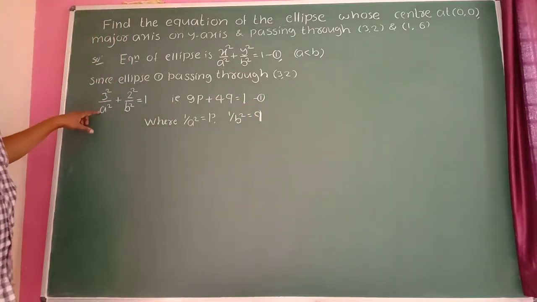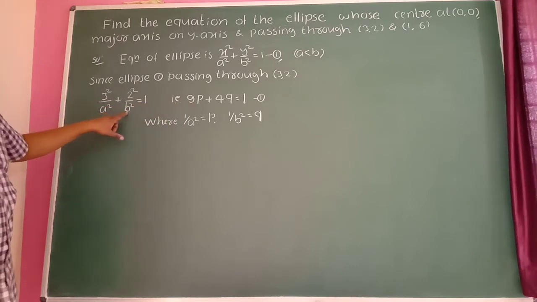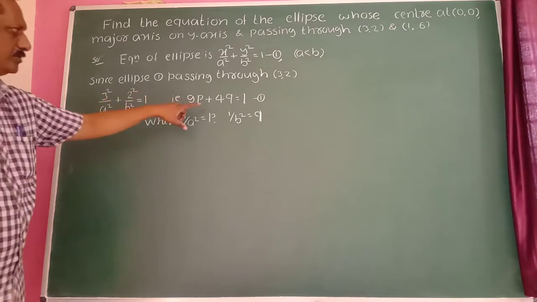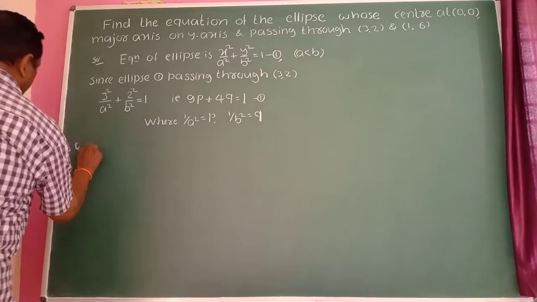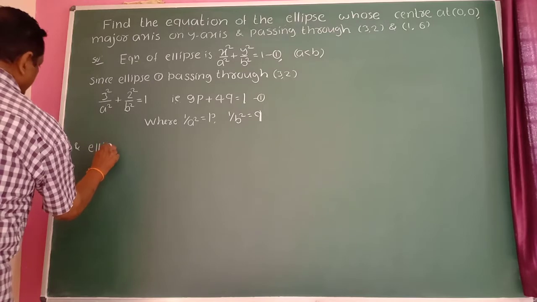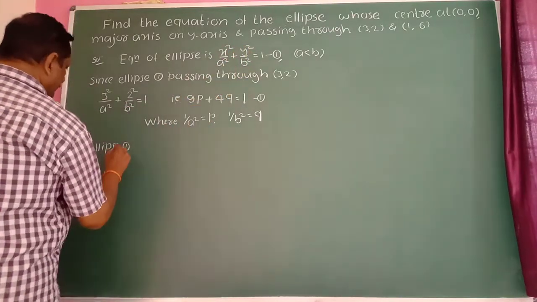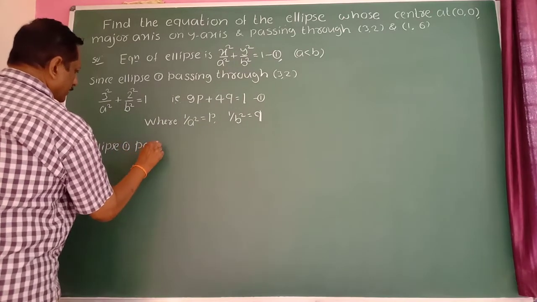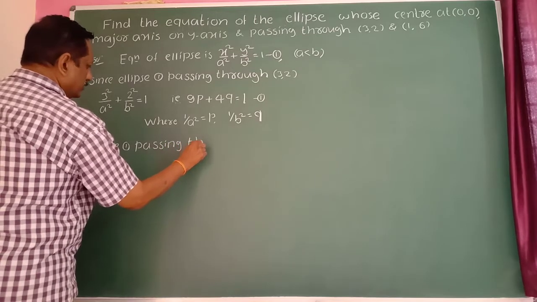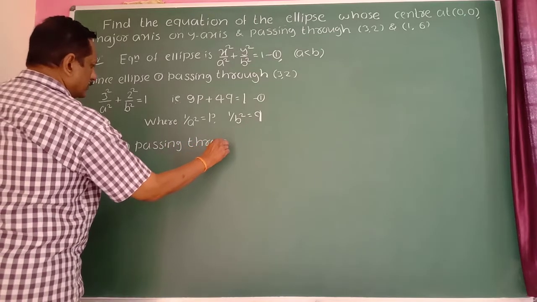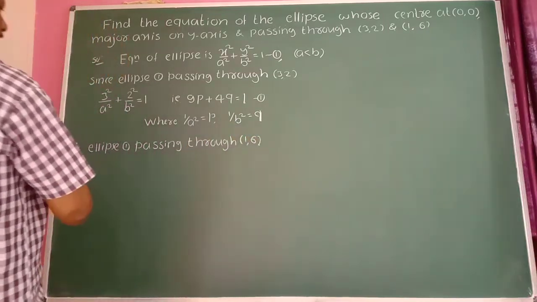Take 1 by a squared as p. Therefore, 9 into p. 1 by b squared as q, so 4 into q is equal to 1. And the same ellipse is passing through the point (1, 6).